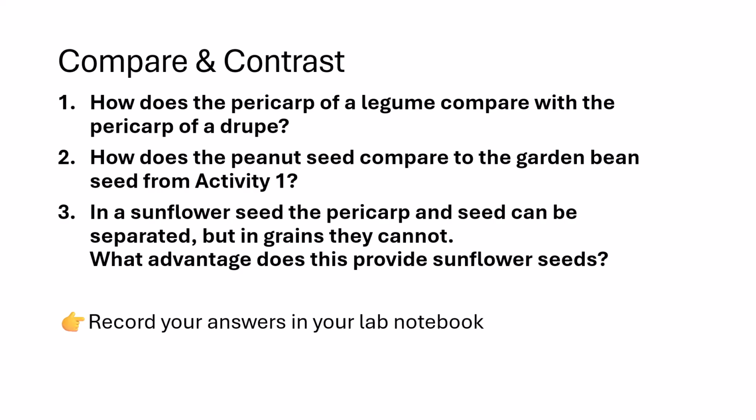Finally, consider the difference between sunflower seeds and grains. In sunflower seeds, the seed can be separated easily from the fruit wall. In grains like wheat or rice, the seed coat and pericarp are fused together, which is a key feature that distinguishes a caryopsis from an achene. Think about what environmental advantage this can provide sunflower seeds in terms of protection and germination.